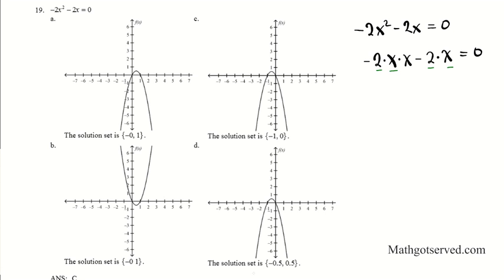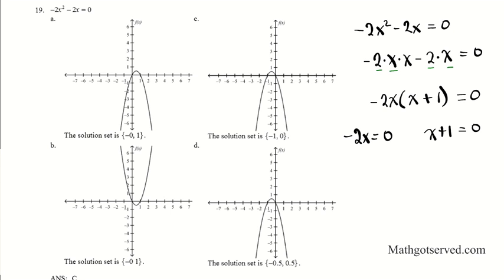So we're going to have negative 2x on the outside. And then you're going to be left with x. So you take out a negative, this becomes a plus, x plus 1. Anytime you take out everything, you're going to be left with a 1, okay? Equals 0. Now using the zero product property, you have negative 2x equals 0, or x plus 1 equals 0.